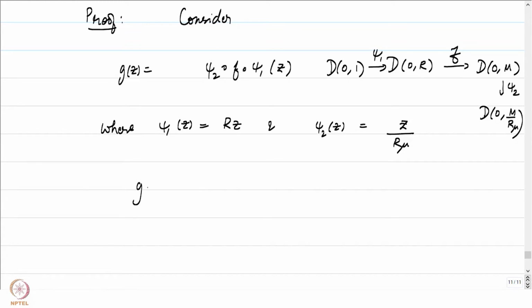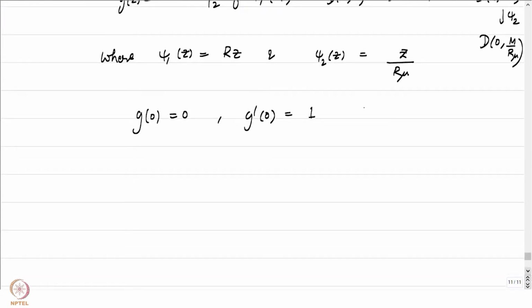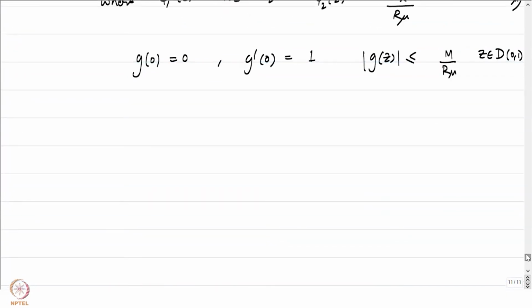Now notice that g of 0 is 0, g prime of 0 is equal to 1. You should sit down and check this. It has been arranged so that g prime of 0 is equal to 1, and mod g of z is less than or equal to m by r times mu for z in D0 1. Now we are in the setup as earlier.